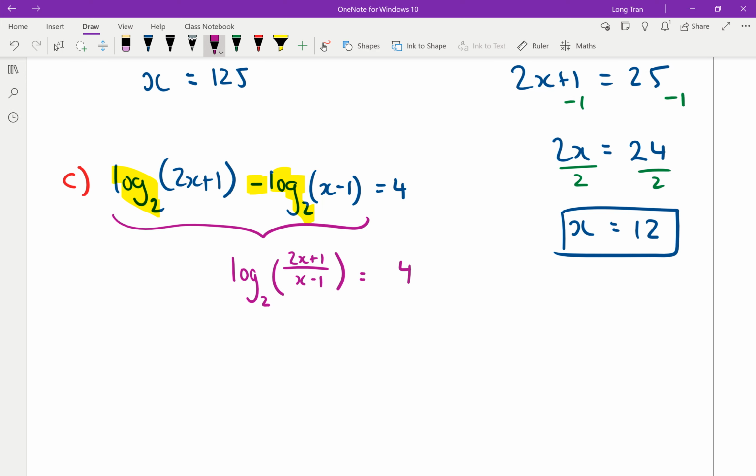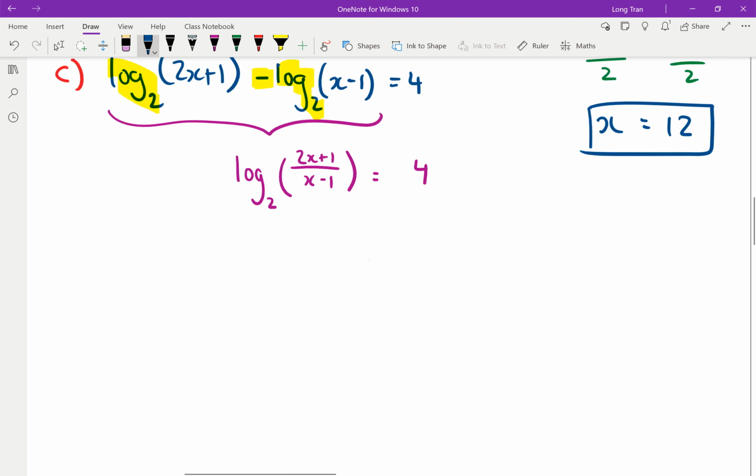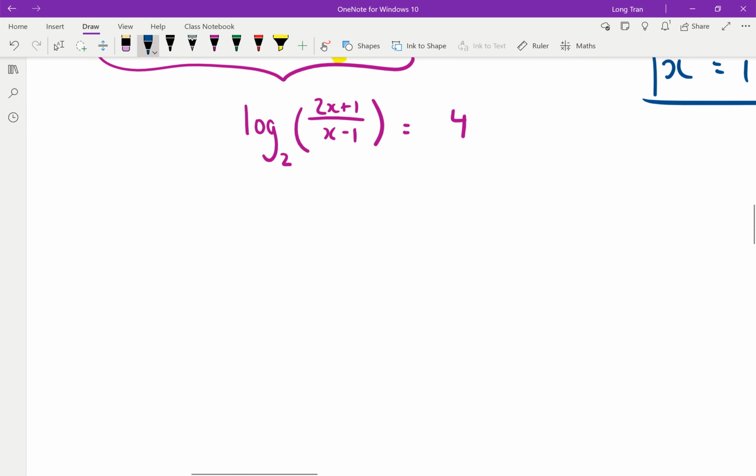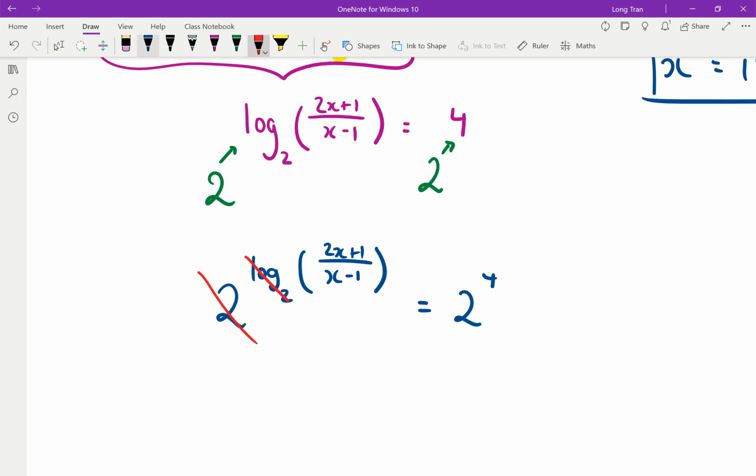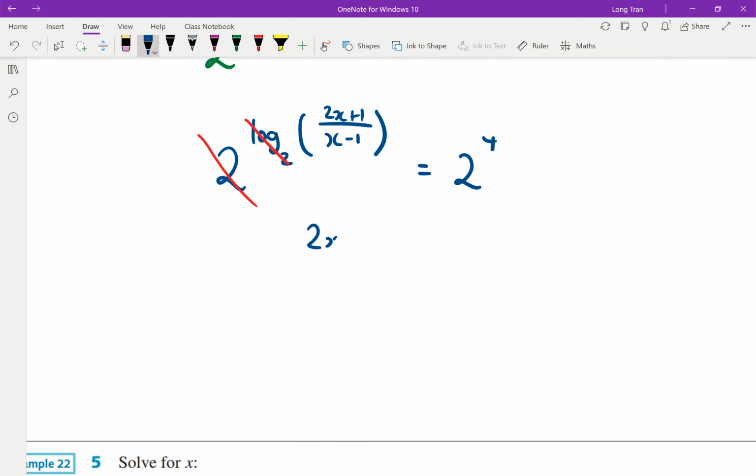And then from here, I want to get rid of the log base 2. So how do I get rid of log base 2? I do 2 to the power of the left-hand side and then 2 to the power of the right-hand side. So that ends up looking like this: 2 to the power of log base 2 of 2x plus 1 all over x minus 1 is equal to 2 to the power of 4. We know that these are inverses of one another, so they cancel out, and you now have 2x plus 1 over x minus 1 is equal to 2 to the power of 4, which is 16. Okay, and then from here you can try to solve.